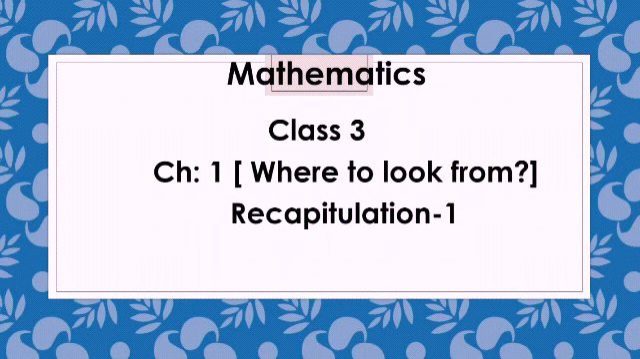So today's class is all about "Where to Look From." Why is the name like that? Because this chapter is related to some views: top view, front view and side view, and mirror image, line of symmetry, symmetrical object, asymmetrical object. These are the things related to this chapter.